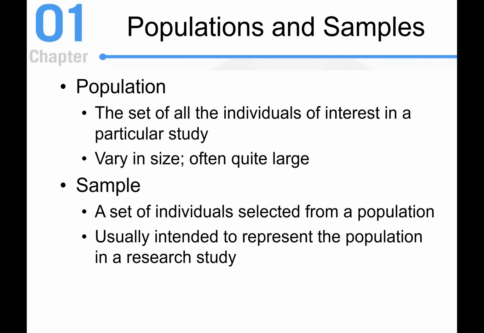The next thing is what a sample is. So a sample is going to be a set of individuals or things or animals or objects that are going to be selected from their respective population. And the sample is intended to be used to represent the population that they came from. So let's go back to my example with the cotton-tailed bunny rabbits.